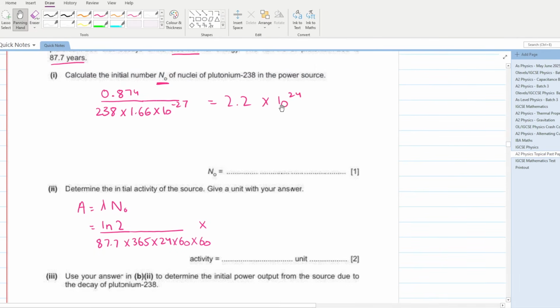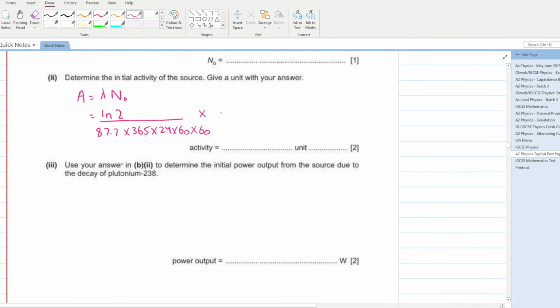And how many particles do you have? 2.2 into 10 raised to the power of 24. Let's calculate this. ln2 multiplied by 2.2 into 10 raised to the power of 24. Okay, let's divide this answer.